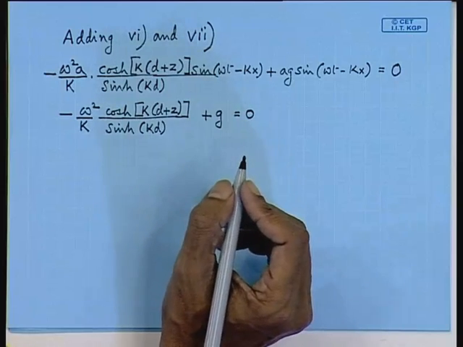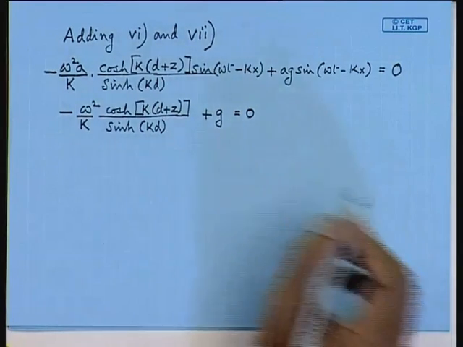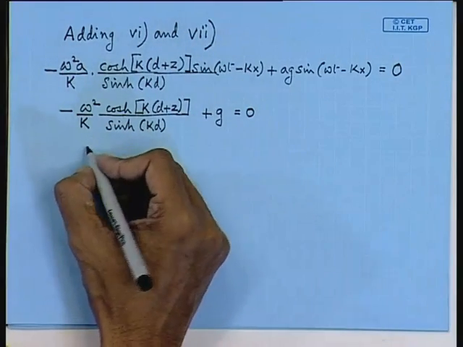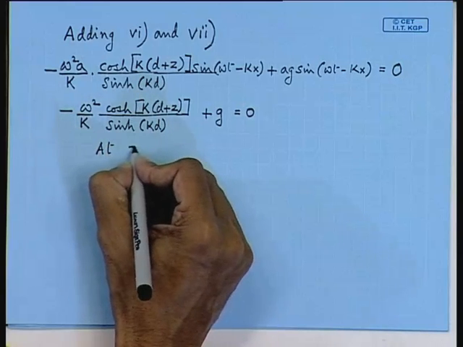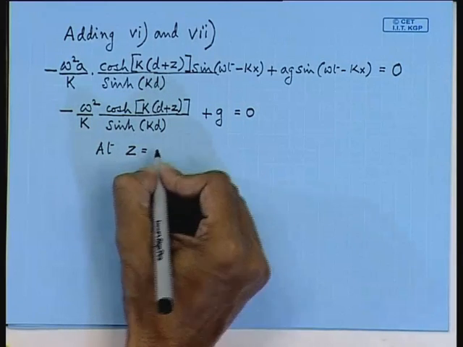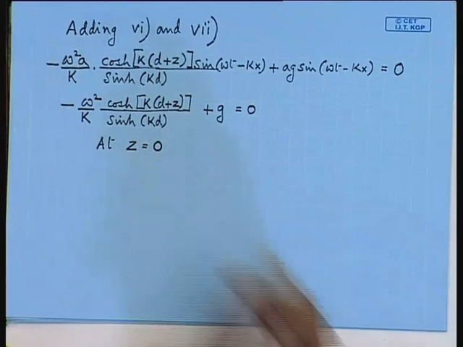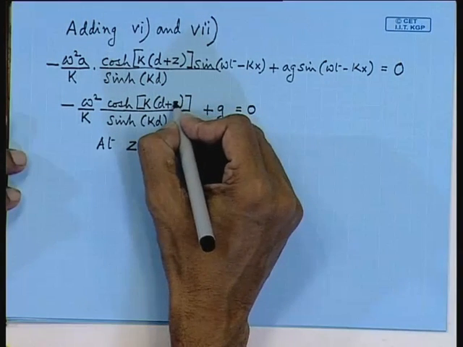Now here actually, this term we still have to simplify, the hyperbolic term. Now you put z equal to 0. Now z equal to 0 is still at the free surface, isn't it? But the value of z, we are getting a z value out here.